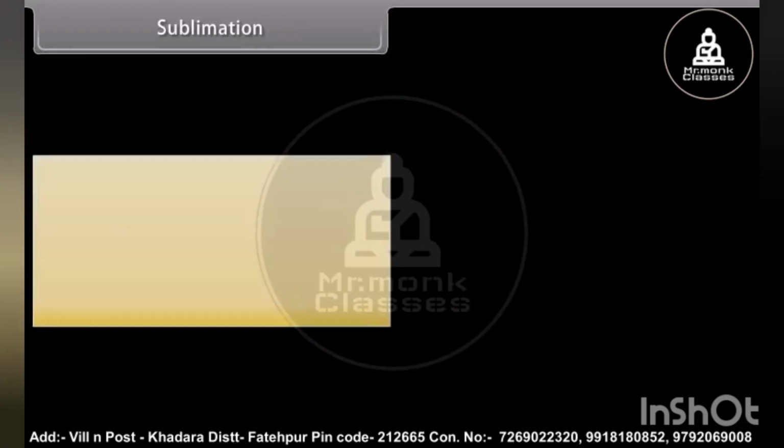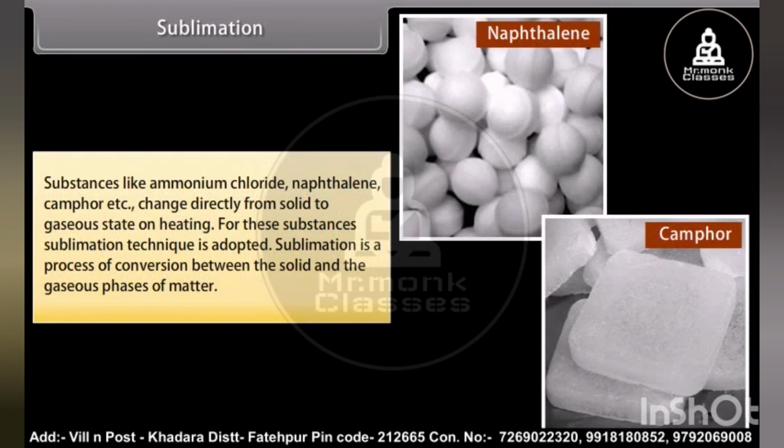Sublimation. Substances like ammonium chloride, naphthalene, camphor, etc., change directly from solid to gaseous state on heating. For these substances, the sublimation technique is adopted. Sublimation is a process of conversion between the solid and the gaseous phases of matter.